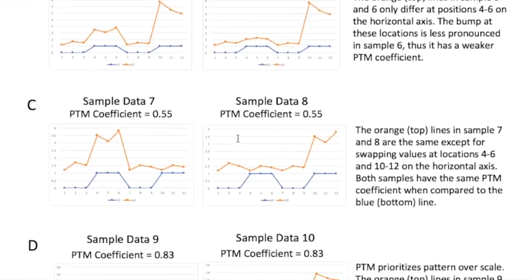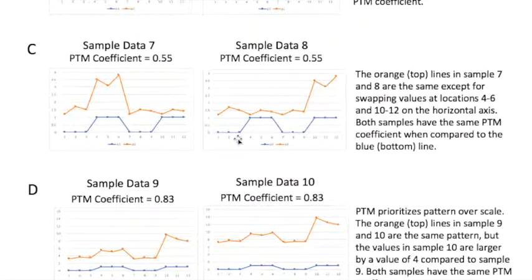In sample data 7 and 8, here I purposely also use a blue template that has 2 bumps. But in the orange data, I purposely removed the second bump. So there's only the first bump, it comes back down, and this stays flat. And this gives a correlation value of 0.55.